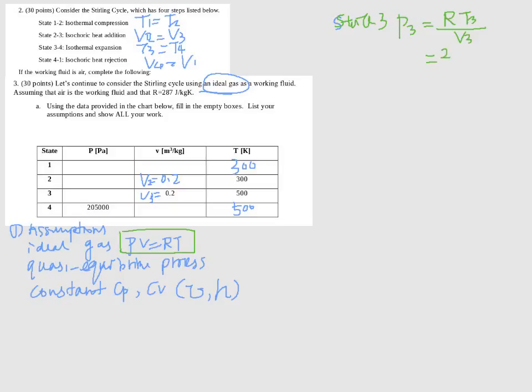We know R is 287, temperature T3 is 500 K, and the specific volume here is 0.2. That gives us P3 equals 717,500 Pascal. So we're going to put this value here, 717,500. This is the first calculated value.